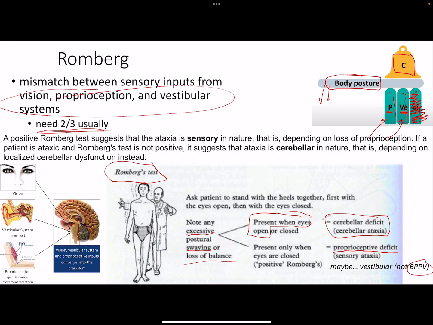Maybe there's other things that I'm just not aware of, but I would definitely know the Romberg. So eyes open and you fall, cerebellar issue. Eyes closed and you fall over, either a proprioceptive issue or a vestibular issue because your eyes have been taken out of the equation, but for whatever reason, it is more diagnostic towards the proprioception.